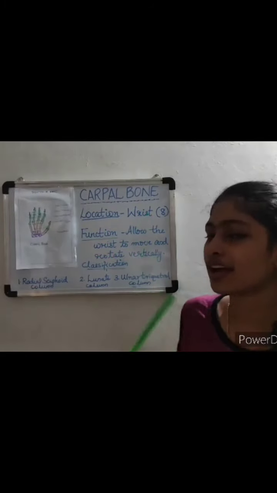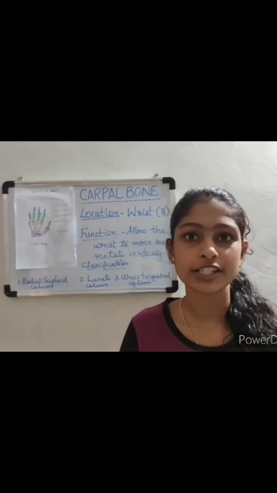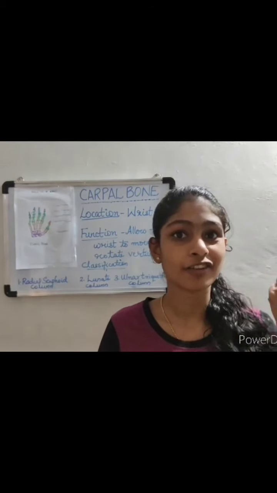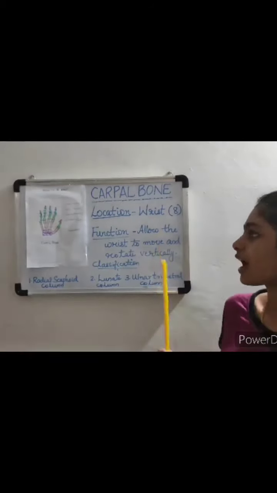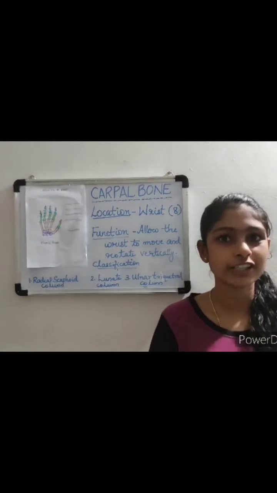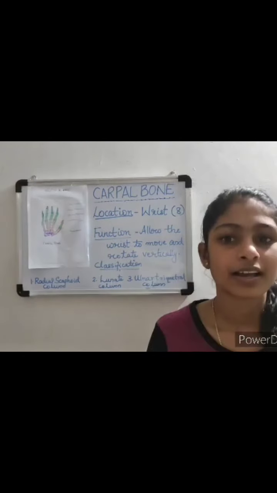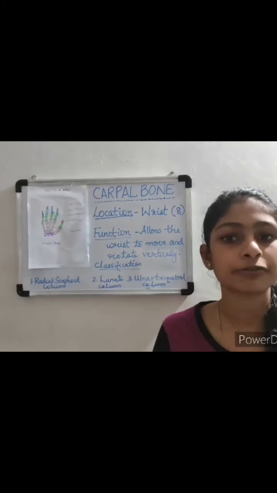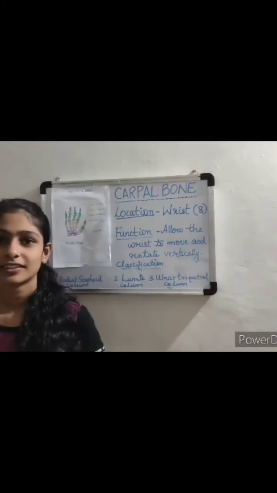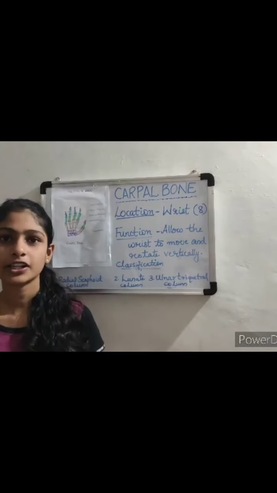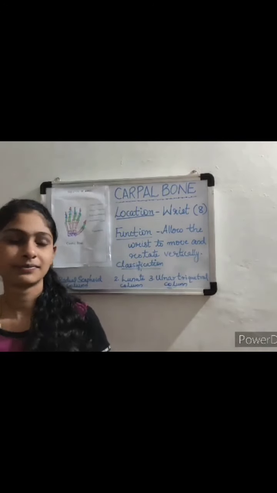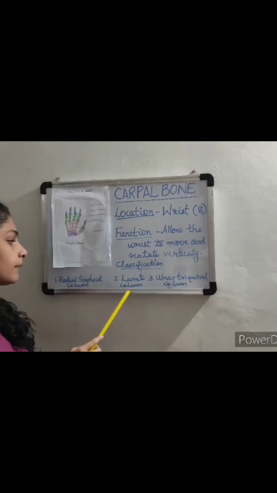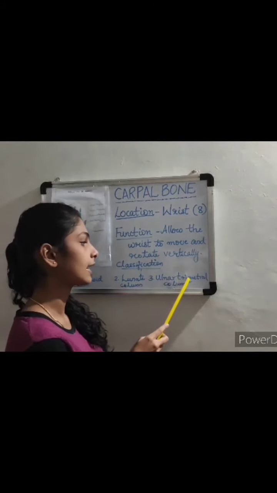Location: wrist. A set of 8 irregularly shaped bones in the wrist. Functions: allow the wrist to move and rotate. Importance: the mobility of individual carpal bones increases the freedom of movement at the wrist. Classification: they are classified into 3 longitudinal columns: the radial scaphoid column, the lunate column, and the ulnar triquetral column.